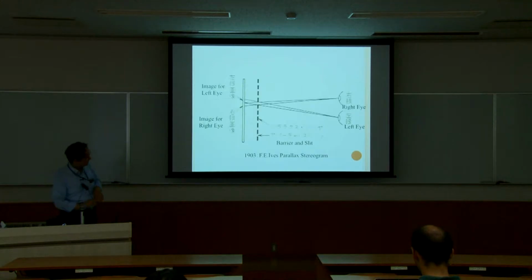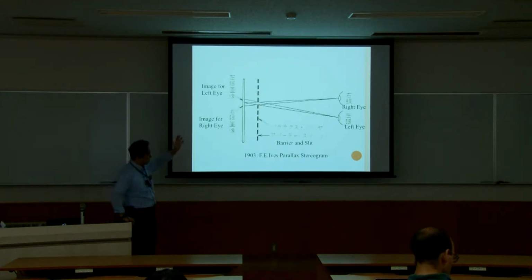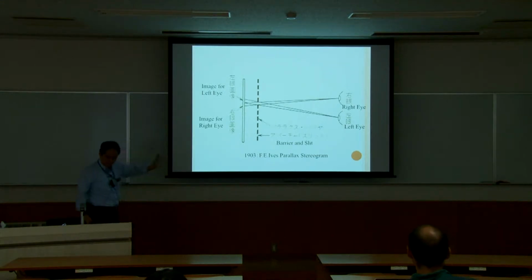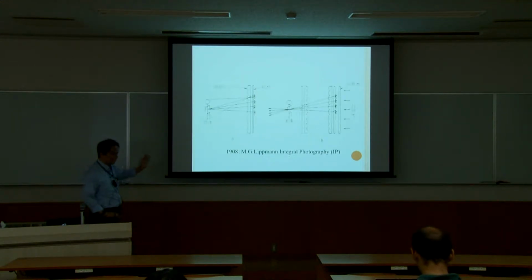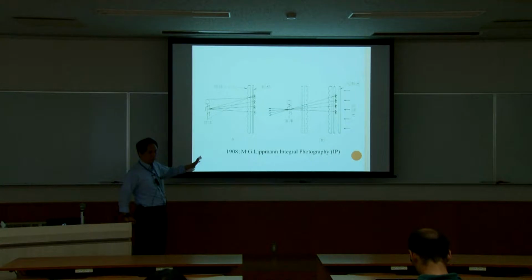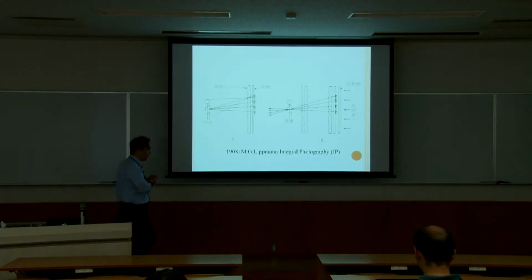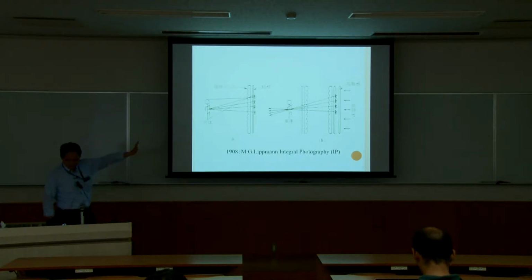Let me review this. One is barrier and slit: parallax stereogram, the barrier type display. The second is the lens type display, integral photography. Please remember these two. These are very old techniques, but very recent 3D displays still use this kind of technology, integral photography and slit type displays. So please remember these two.